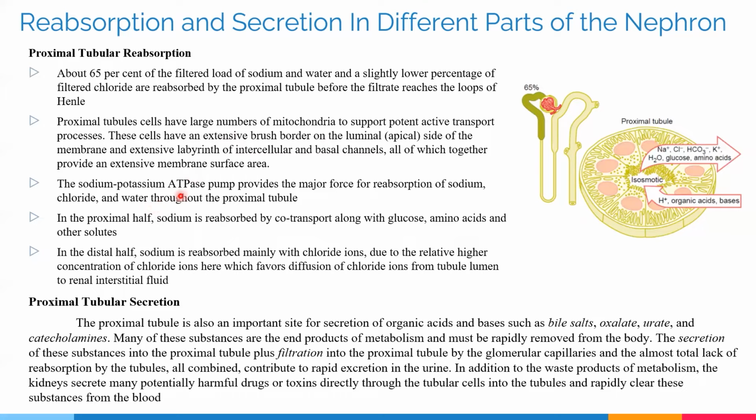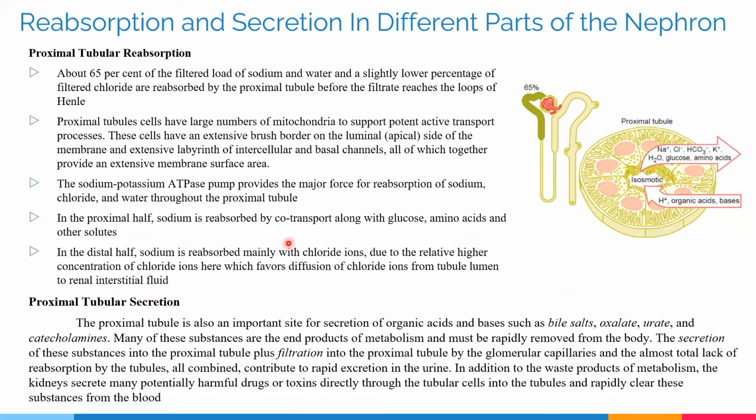The sodium-potassium ATPase pump provides the major force of reabsorption of sodium, chloride, and water throughout the proximal tubule. In the proximal half, sodium is reabsorbed by co-transport along with glucose, amino acids, and other solutes. In the distal half, sodium is reabsorbed mainly with chloride ions due to the relatively higher concentration of chloride ions here, which favors diffusion of chloride ions from the tubule lumen to the renal interstitial fluid.